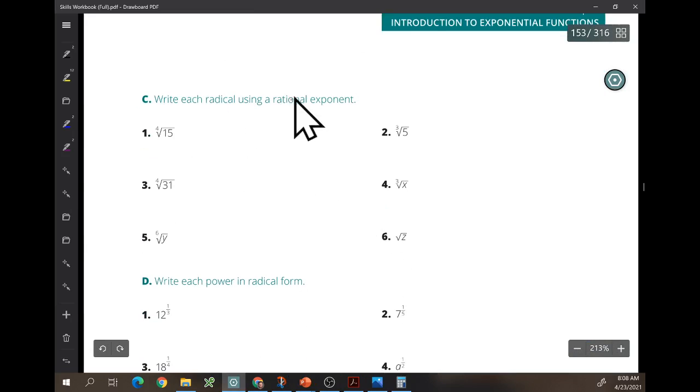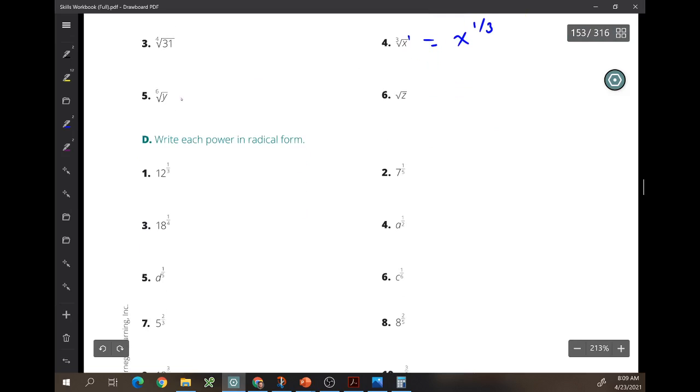Okay, then over here, write each radical using a rational exponent. So we're going to use that kind of rule where this converts to x to the inside over the outside. So if I did 2 and 4, this is 5 to the first power over the third power. Same thing, x to the first power over the third power. Nice and easy.